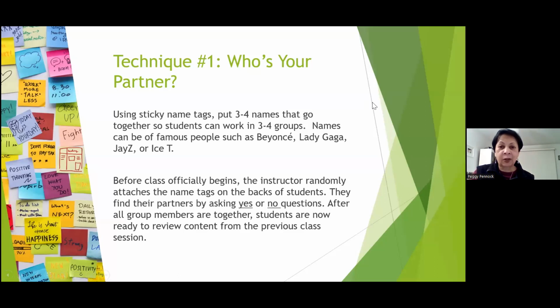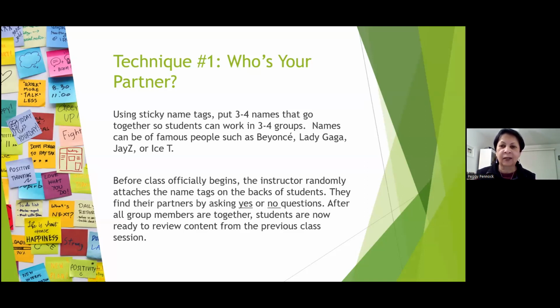Strategy number 1 that she recommends is who is your partner? In this instance, you can use sticky name tags. Put 3 or 4 names on the sticky name tags on the backs of your students so they can work in 3 to 4 groups. You can pick any name you want, like Beyonce, Lady Gaga, Jay-Z, Ice-T. It doesn't matter, just be creative.